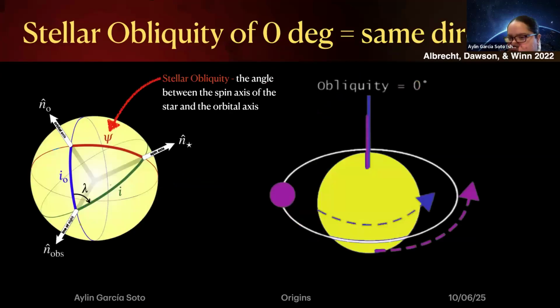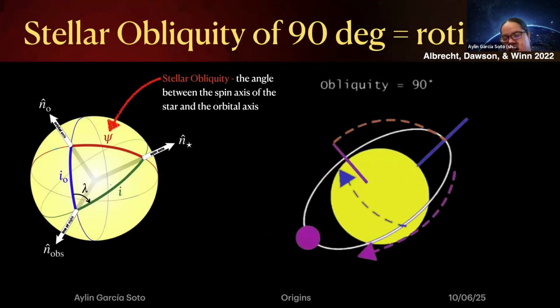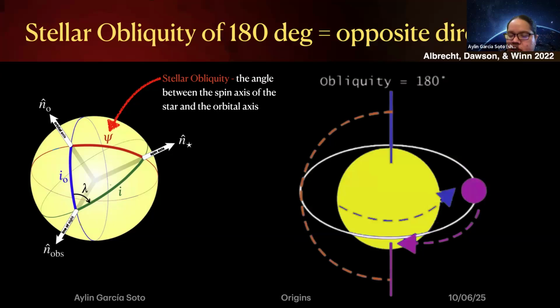If you have an obliquity of 0, this might be an easier way to see it. That means your star spinning and your planet's rotating are in the same direction. If you have one of 90, I like to call it rotisserie chicken because there's an offset of 90. So think of it as Uranus spinning on its side, basically. And if you have a stellar obliquity of 180, your spin axis and your orbital rotation are in different directions.